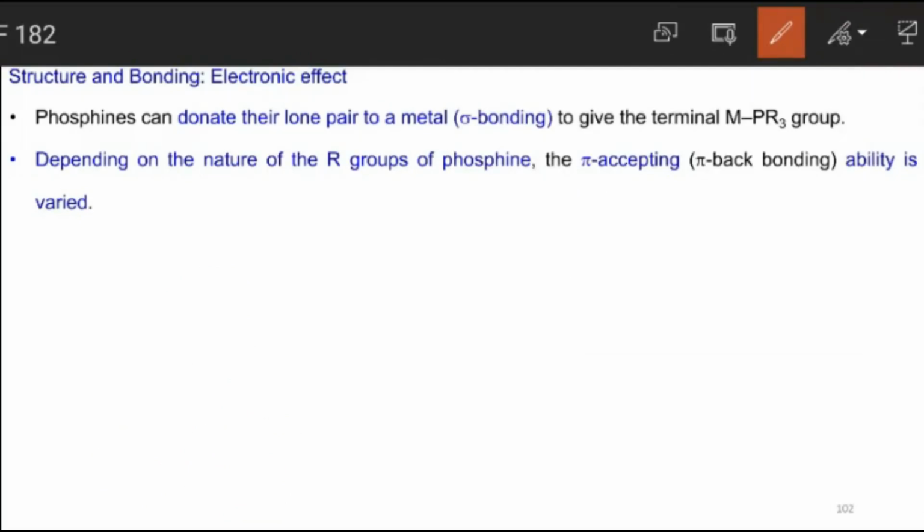I was expecting an answer that phosphorus has an empty d orbital. Therefore, the empty d orbital can be of the same energy as that of the metal. Therefore, it can act as a pi accepting orbital, I expected.